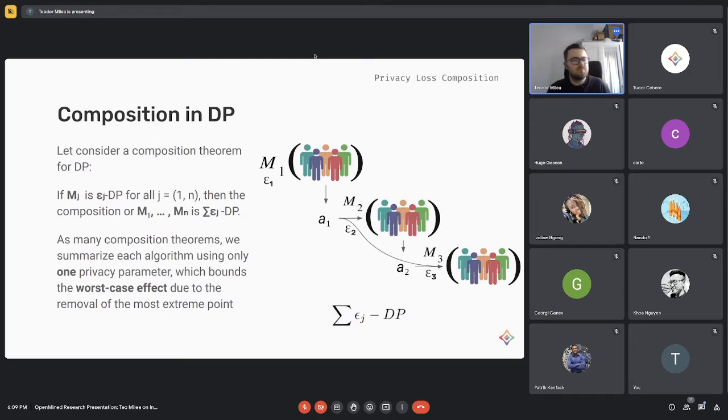And the problem here, or rather an issue, is that as many composition theorems, we summarize each algorithm's effect on the privacy by only one parameter over the whole data set. And this parameter should, of course, describe the worst case effect due to the removal of the extreme point.